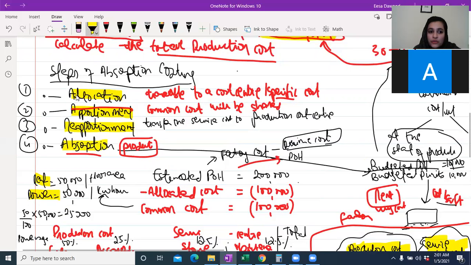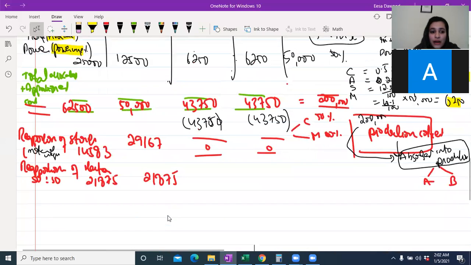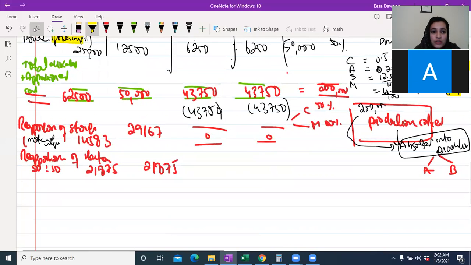But before that, I need to allocate the specific cost to the respective department. Common cost will be shared upon some basis, like rental based upon floor area and kilowatt hours. And in reapportionment, I need to transfer the service cost to production cost centers on some basis again. For example, for stores, I have done it on the basis of material requisitions, and for maintenance based upon the usage.